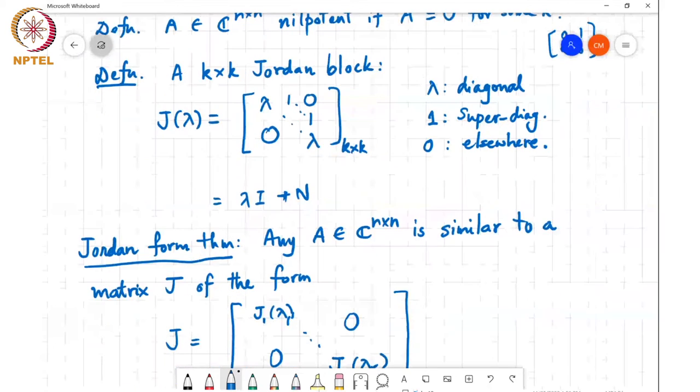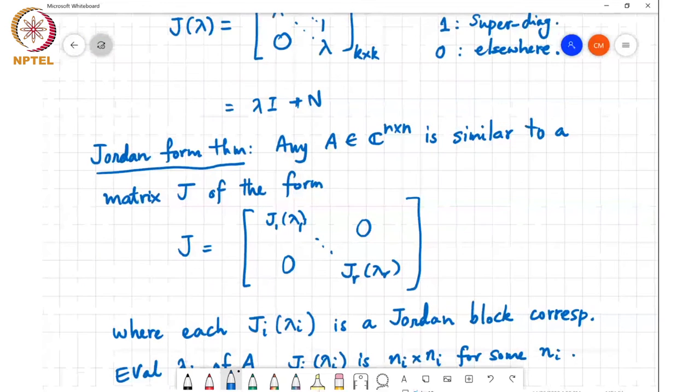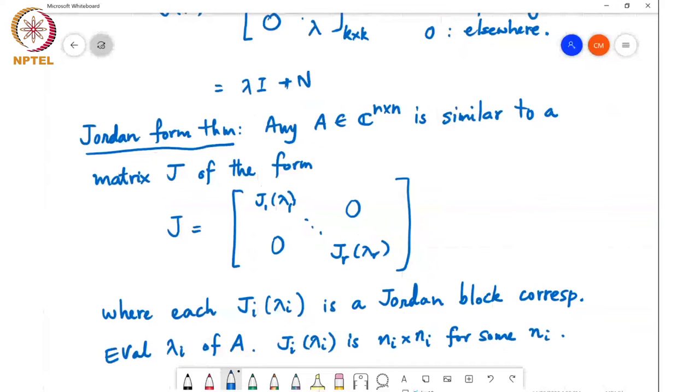So the Jordan form theorem basically says that any matrix A of size n cross n is similar to a matrix J of this form. It's a block diagonal matrix with Jordan blocks along the diagonal. And each J_i of lambda_i, the ith block, is a Jordan block corresponding to eigenvalue lambda_i of A. So the same eigenvalue could be repeated in multiple blocks. This block is of size n_i cross n_i for some value of n_i. So for example, n_i could even be equal to 1.